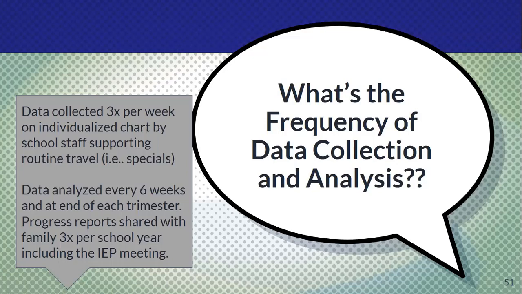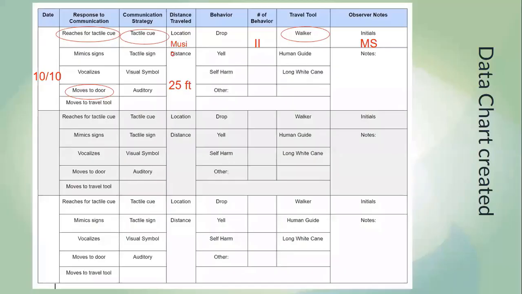The individualized data chart was included in a binder with the student's materials, and each staff would observe and chart on Mondays, Wednesdays, and Fridays to keep it consistent. As communication skills and travel distances increased, the number and variety of observers increased as well. The whole school became united, and we all knew the goal and documentation system for this student.